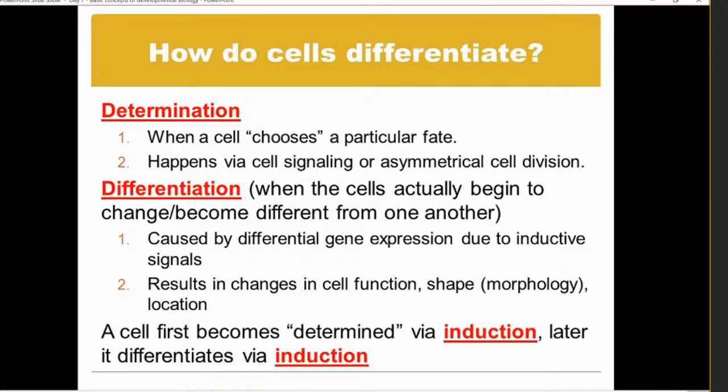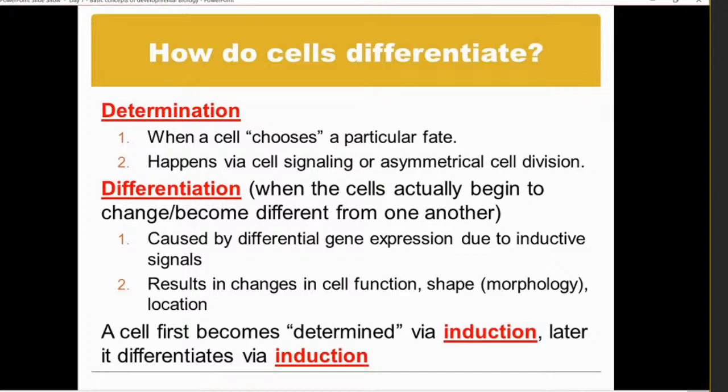First, determination. When a cell chooses a particular fate, we call it an embryonic cell determination. Not all cells can produce human tissues; only some of them have the potency. So the first is determination, that is the selection process. It happens via the signaling process. In upcoming slides I will explain what signaling happens in the determination process. Determination is the receiving of the potent cell through cell signaling.